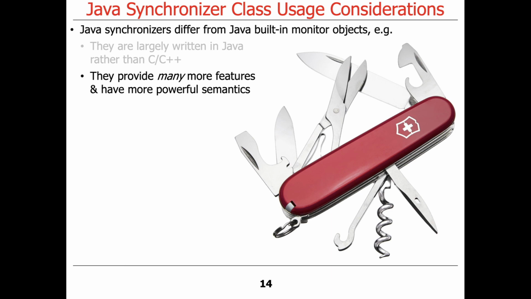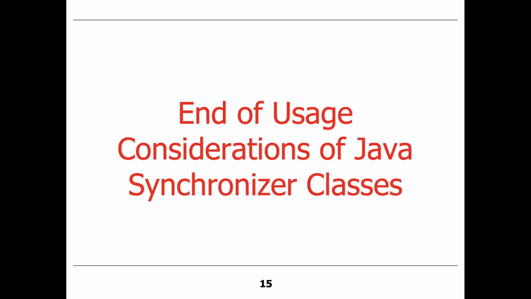There are some other built-in monitor object features we'll talk about later, like the wait, notify, and notify all notification methods that are used in conjunction with synchronized statements and synchronized methods to implement monitor objects. Those features are very limited and very simple, whereas the synchronizers go above and beyond and do a lot more. So that's the end of a very quick overview of this stuff.